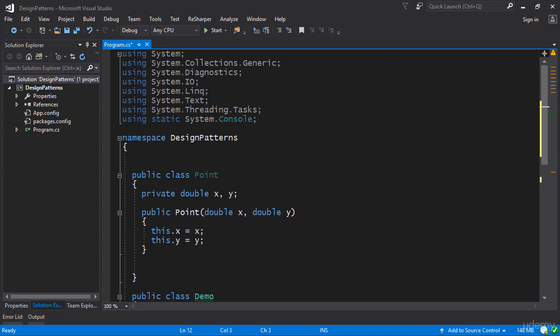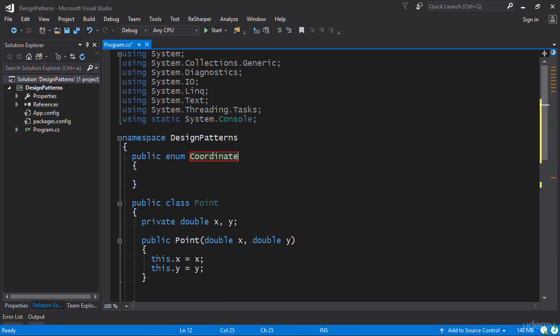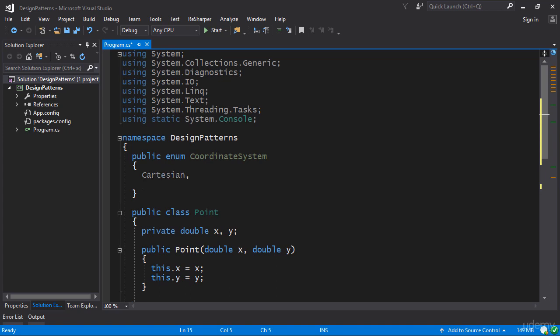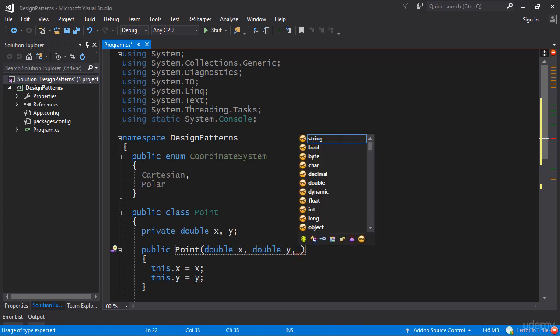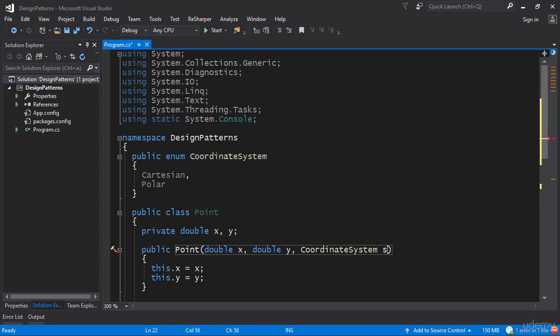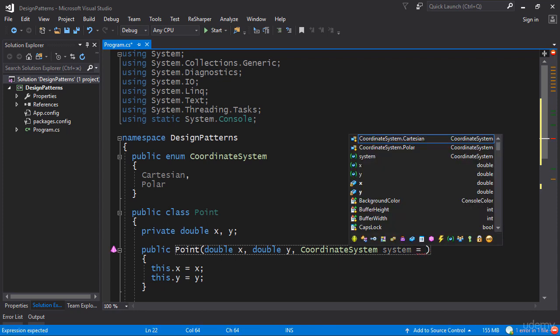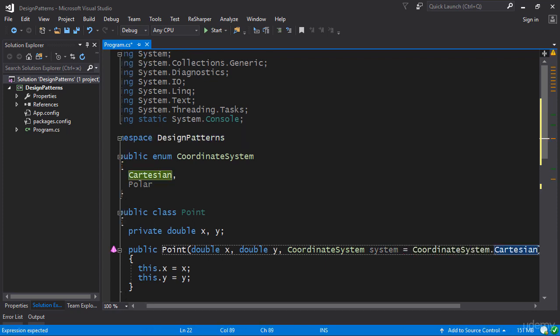Like, for example, you start to introduce a coordinate type of some kind so that you can pass it into the constructor. So, for example, you can say, let's have an enum called coordinate system. And you have Cartesian, and then you have polar. So what you end up doing then is you end up adding an additional argument to the constructor, which specifies the coordinate system. And you may as well give it a default value of some kind. So we may say that it's Cartesian by default unless somebody wants to have it in polar.